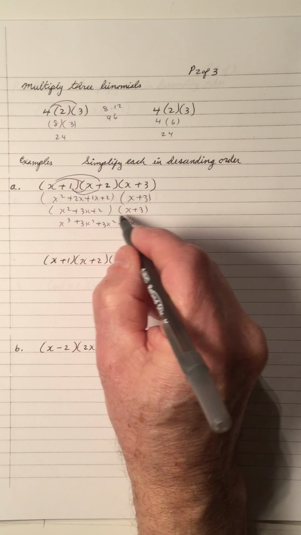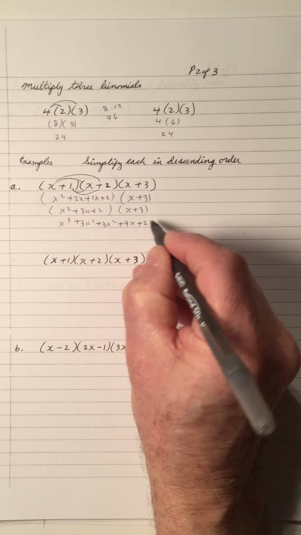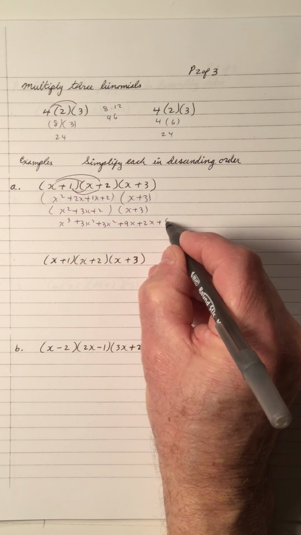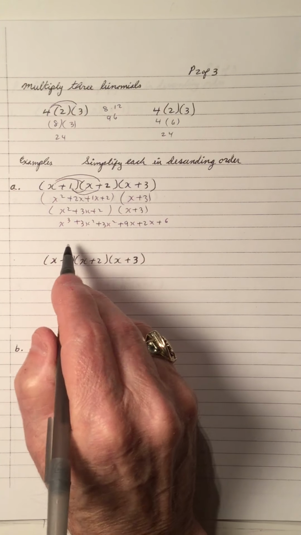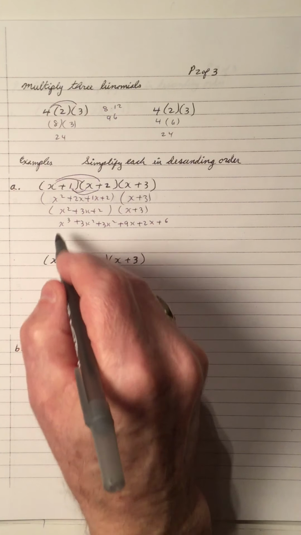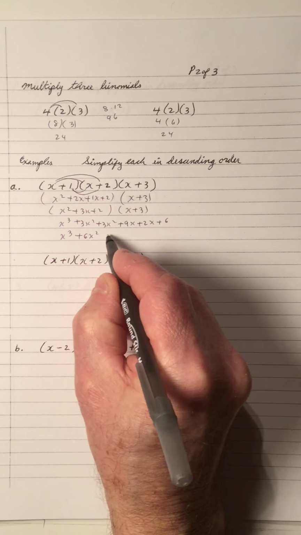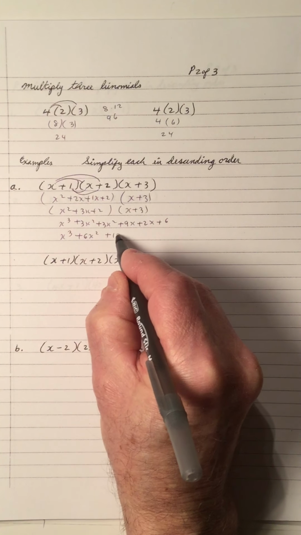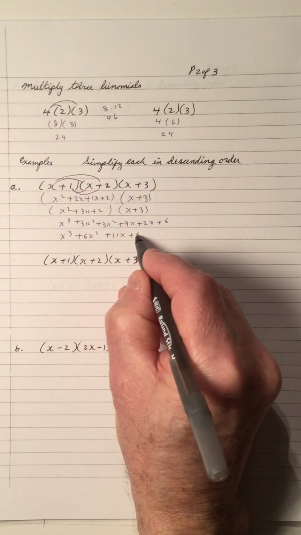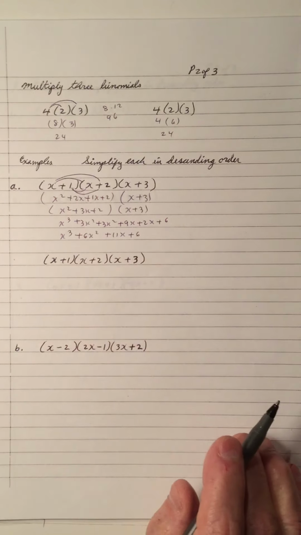Now I multiply the 2 by the two of those. So 2 times x is 2x, and 2 times 3 is 6. And I look for descending order: 3, 2, 2, 1, 1, perfect. So that's x cubed plus 6x squared plus 11x plus 6. Descending order, 3, 2, 1, and everything is okay.